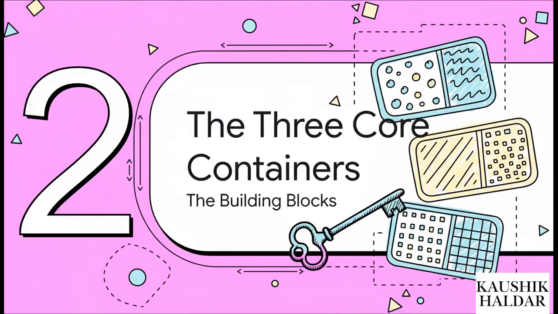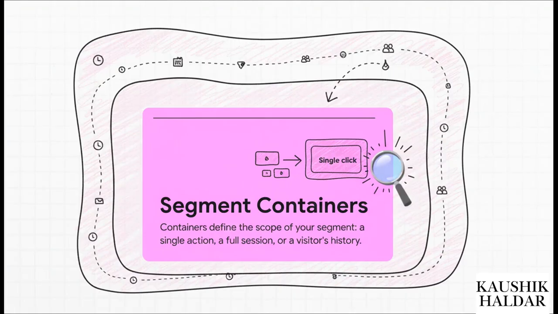Now, to really get good at this, you have to understand its basic structure, the 3 containers. Honestly, this concept is the key that unlocks pretty much everything else. Think of containers as different zoom lenses for your data. They let you control exactly what you're looking at. Are you interested in a single click, an entire visit, or that person's whole history with you? The container is what sets that boundary.